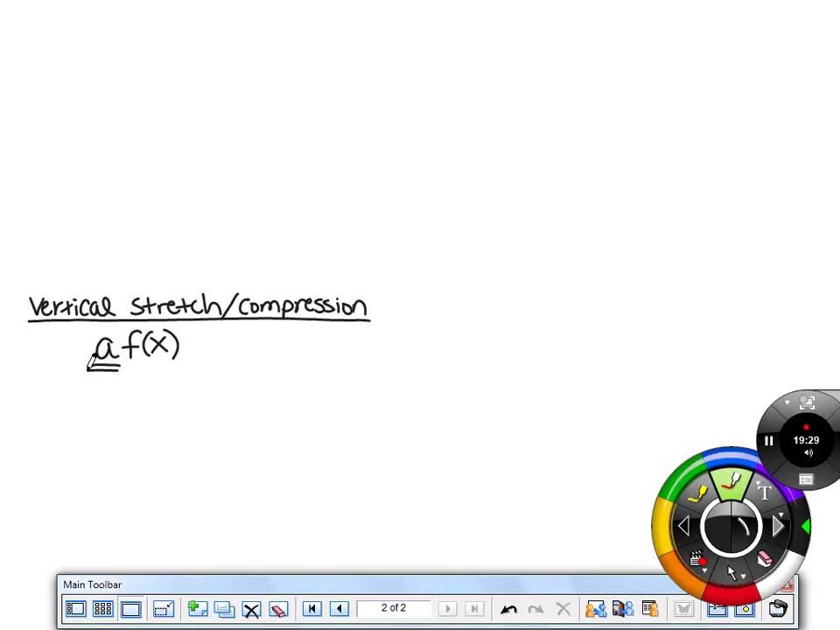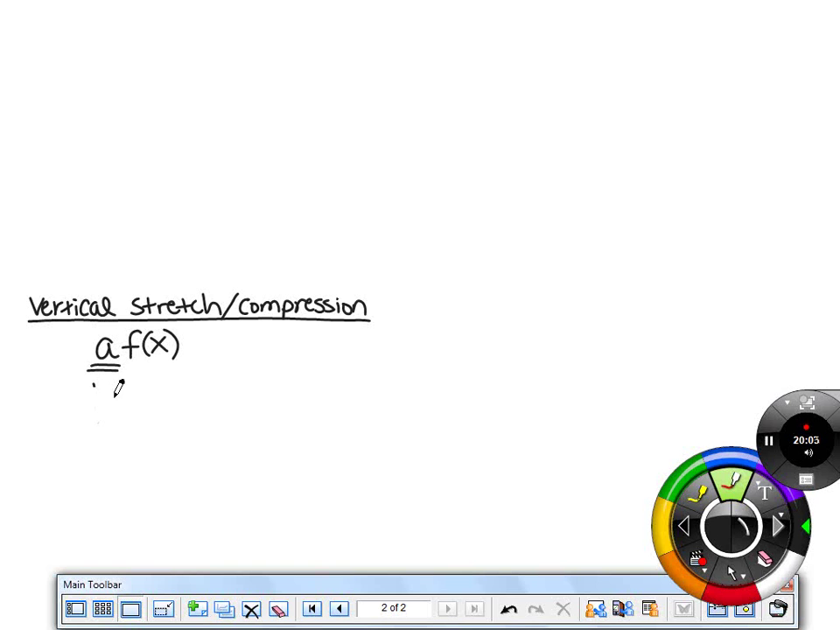Okay, so if the number's 1 itself, you're getting exactly what our parent function looked like, right? Steps that are a unit apart. If the number's more than 1, one thing will happen. If it's less than 1, something else will happen. If we put a 2 right here in front of our greatest integer brackets, what happened to the vertical distance between our steps? They became 2, right? So basically, if the number here was bigger than 1, it vertically stretched out our graph, and our steps got further than 1 unit apart, okay?